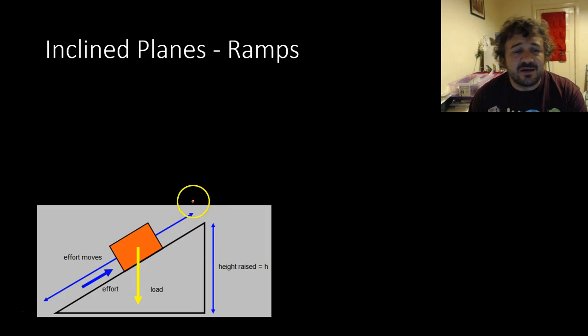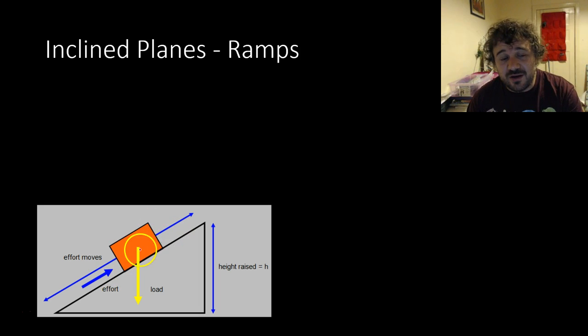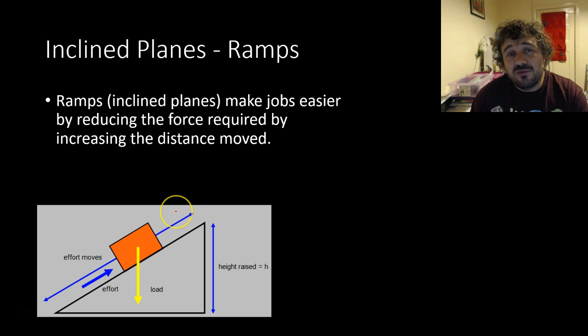So, what is an inclined plane? Here's a pretty good example of it right here, very basic. This is called a free body diagram. And we can see that if we want to lift our object up to this level, we can go straight up, or we can move it up this gentle slope. So ramps, or inclined planes, make jobs easier by reducing the force, or the effort, required, and they do this by increasing the distance we're moving it.